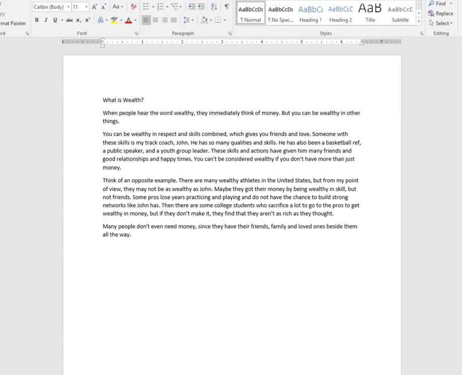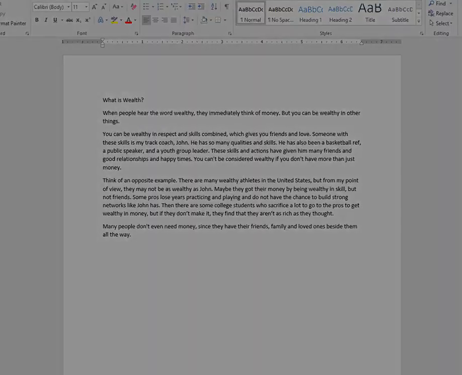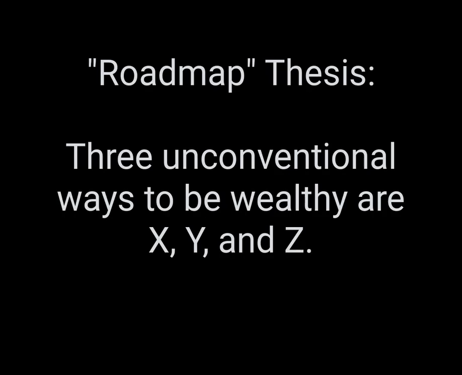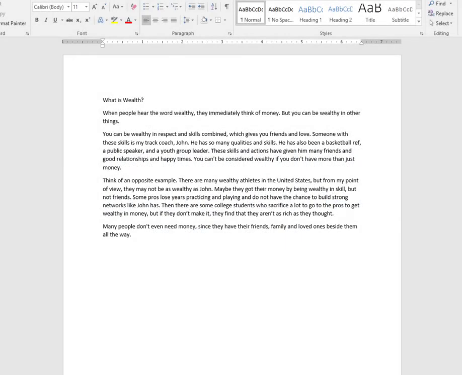As you know, the traditional thesis format is the roadmap thesis, where you say 3 unconventional ways to be wealthy are X, Y, and Z. And then X, Y, and Z become your body paragraphs. There are other ways to do it, but that's the most straightforward 5-paragraph way to execute the thesis.